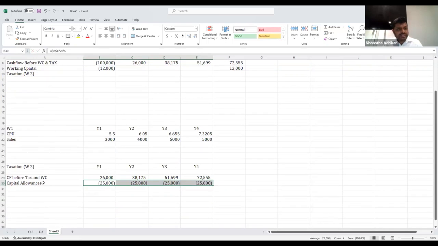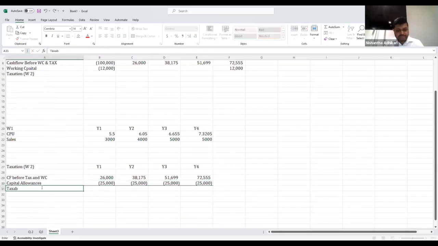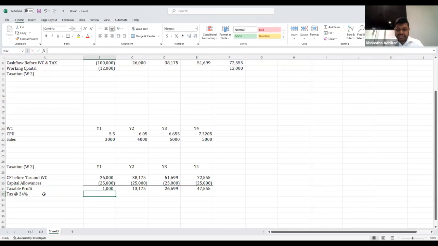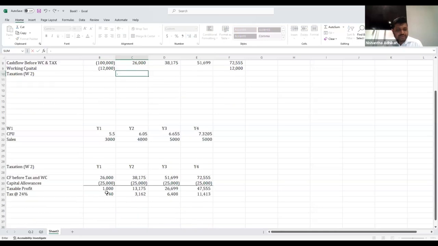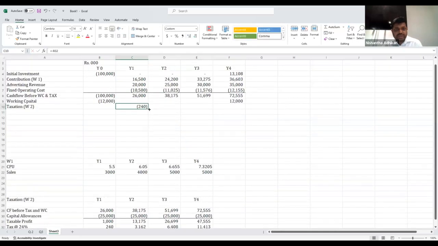Then you can get the taxable profit. Taxable profit, deduct capital allowance, these are the taxable profits. Tax rate is 24%, tax at 24%. Not a big deal with this one. This is the taxation at 24%. The taxes will be paid in the same year in which it arises. You can deduct taxation as a cash outflow. Do the first year, and likewise you can drag and drop.